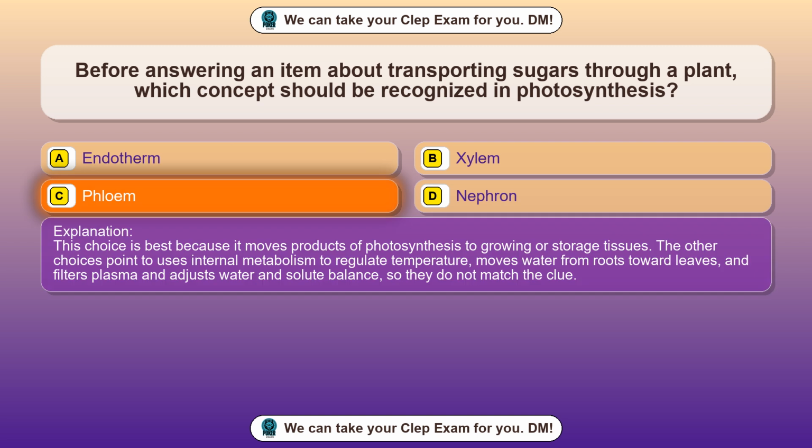This choice is best because it moves products of photosynthesis to growing or storage tissues. The other choices point to uses internal metabolism to regulate temperature, moves water from roots toward leaves, and filters plasma and adjusts water and solute balance, so they do not match the clue.